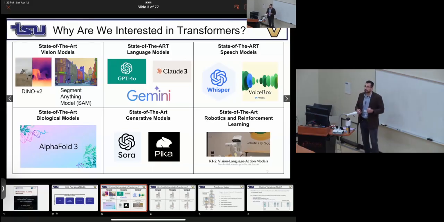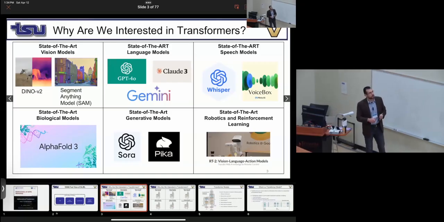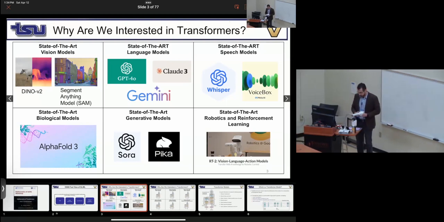AlphaFold: this morning, Professor Huo talked about AlphaGo. The same type of reinforcement learning that he talked about was used with transformer networks to predict protein folding, which is a very big deal in biological sciences. So that's also a transformer network. You might have seen video generation, image generation. Sora generates videos based on input text, and those are also based on transformer networks. And even state-of-the-art robotics and reinforcement learning models are more and more becoming transformer models.